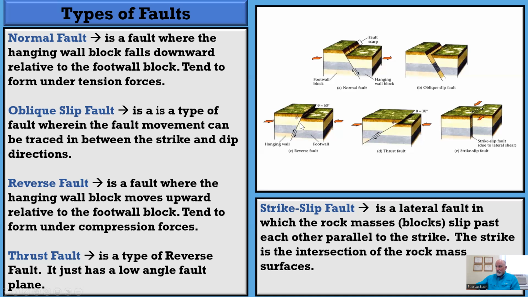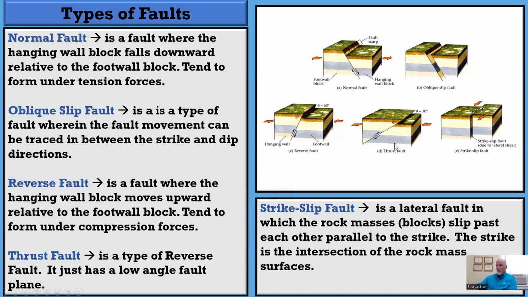See how the hanging wall leaves an overhang like this? That's a reverse fault. The hanging wall block moves up relative to the footwall block.